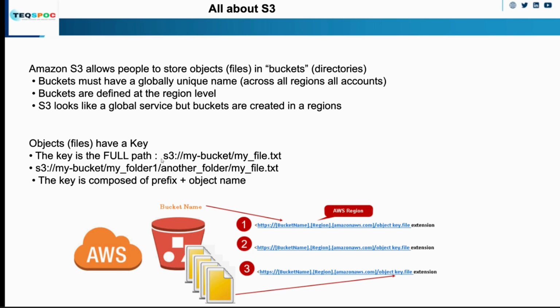Now, however, under one bucket, you can create different folders, and in those folders you can upload the file if you want. So S3 gives us that option as well. In that case, your whole S3 URI path will be my bucket, then my folder one, another folder, then my file.txt. So the key is composed of prefix plus the object name.